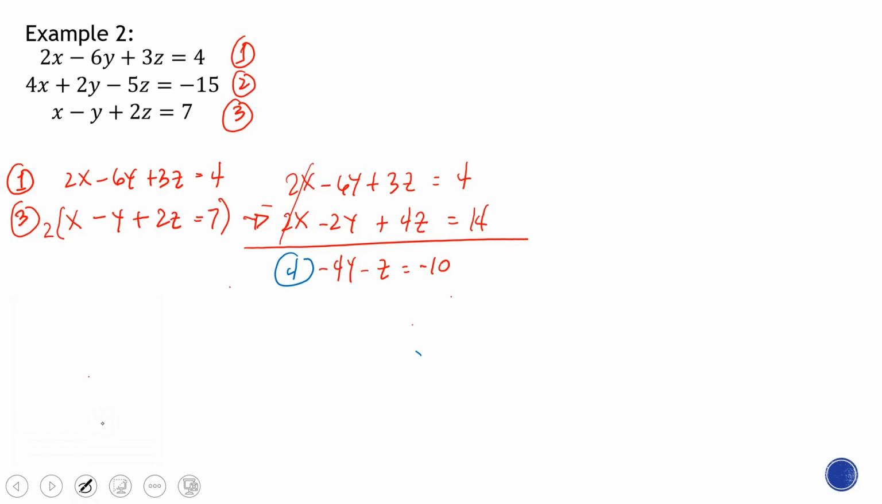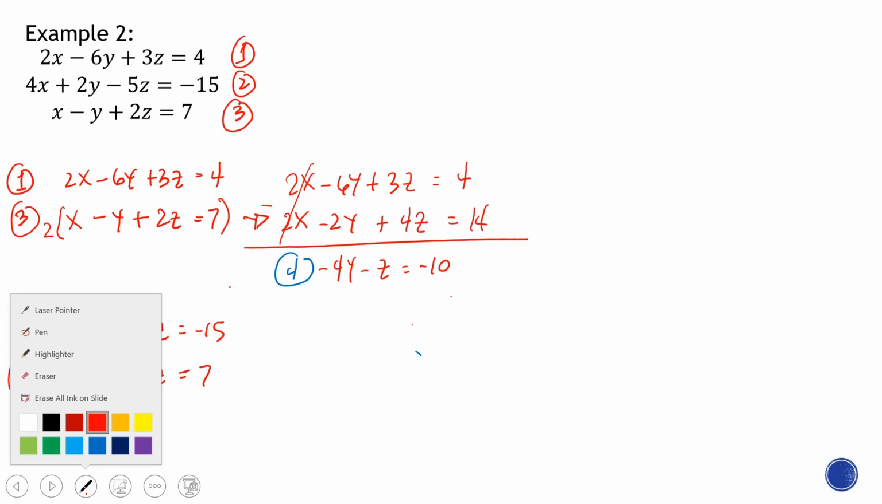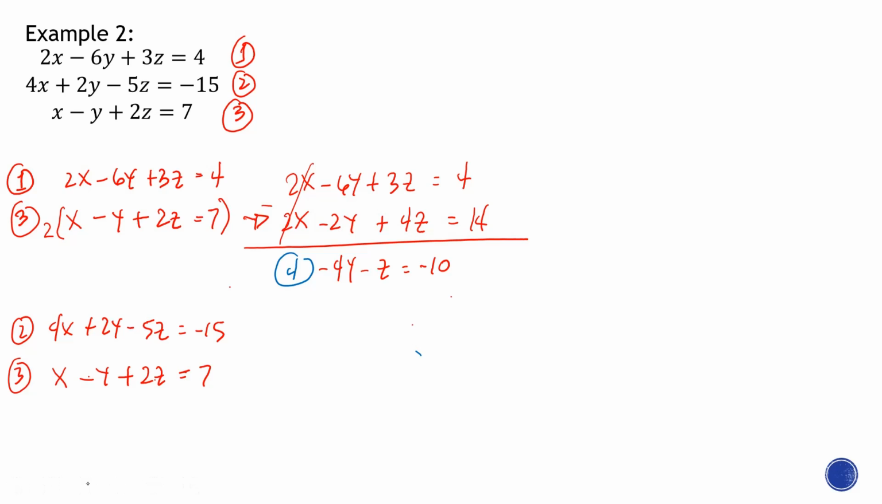Okay, this time let's choose the second and the third. So this is 4x plus 2y minus 5z equals -15. And then x minus y plus 2z equals 7. We have the fourth equation, and the variables there are y and z. So with these two equations, 2 and 3, we need to eliminate the x term also, so that we have an equation that has y and z. So what's the next step? We want to eliminate the x terms. What are we going to do?